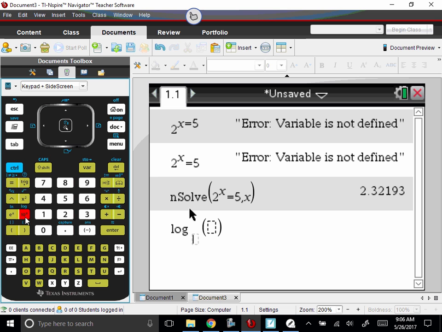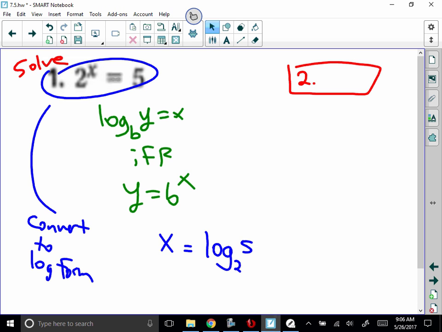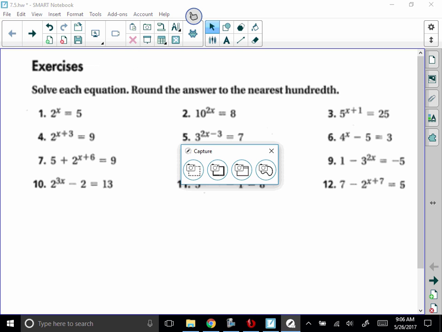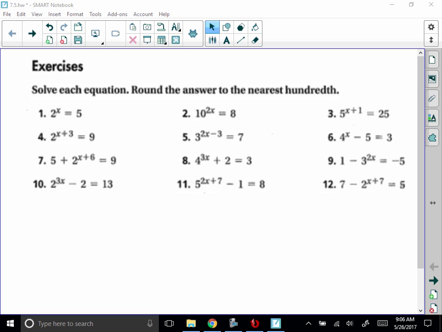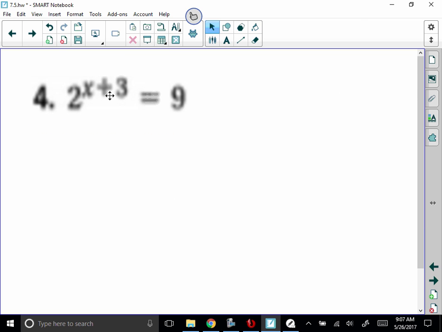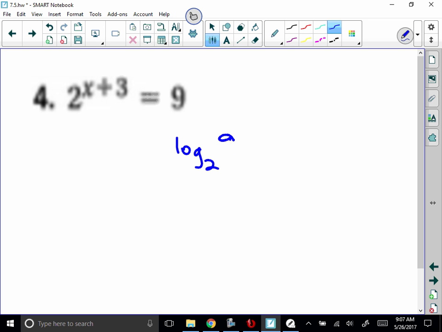Log base what of what? Base 2 of 5. There it is. Same thing. Okay. Oh, it's magic. So number 4 is a little bit different, a little bit more challenging. I like how they ramp these up in difficulty. Number 4, we got to put this in log form. So log base 2 of 9 equals x plus 3.